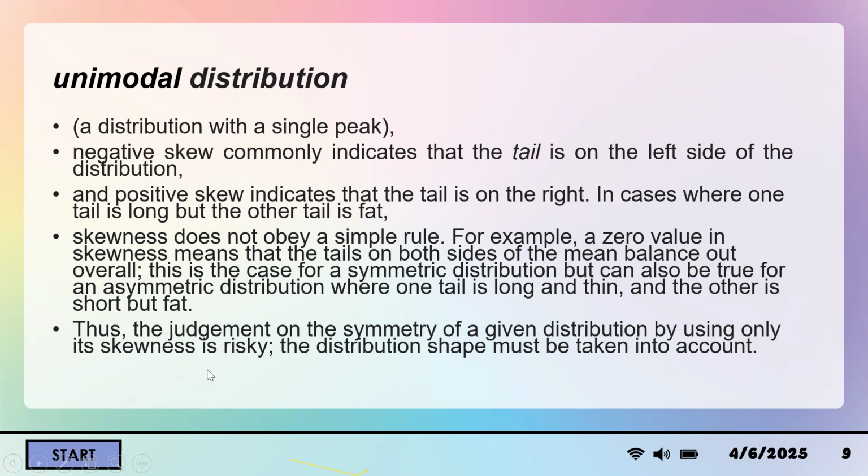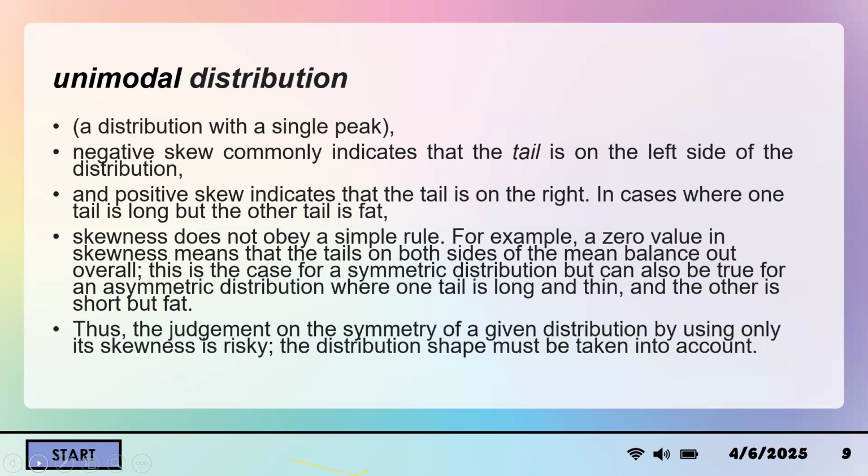The skewness does not obey a simple rule. For example, a zero value in skewness means that the tails on both sides of the mean balance out overall. This is the case for a symmetric distribution, but can also be true for an asymmetric distribution where one tail is long and thin and the other is short but fat, as in the positive skewness. Thus, the judgment on the symmetry of a given distribution by using only its skewness is risky. The distribution shape must be taken into account.